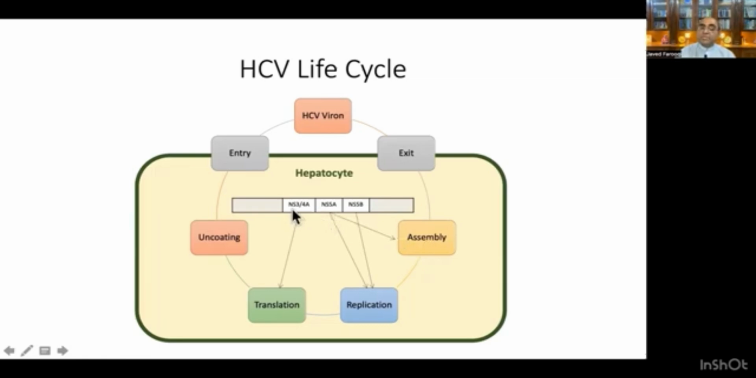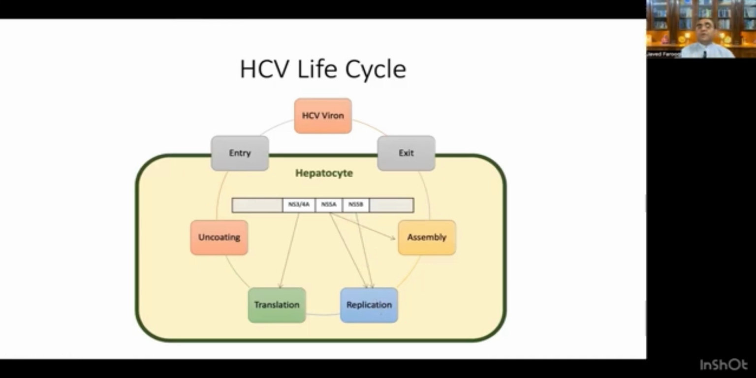The point is, if the drugs interfere with the NS3/4A activity, they will inhibit the translation of the virus. And those drugs which act on the NS5A will inhibit the replication as well as the assembly of the virion inside the cytoplasm. And those whose site of action is NS5B will arrest the replication.